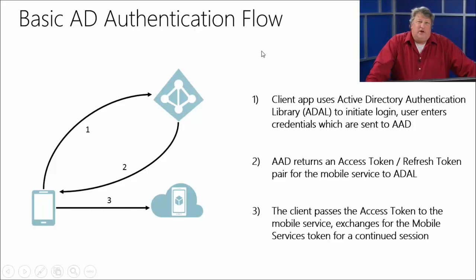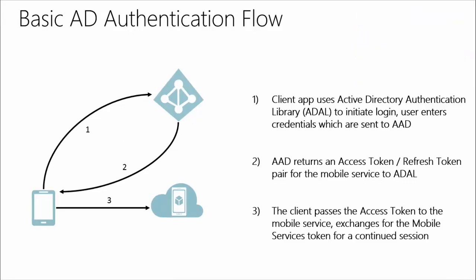So how does the authentication flow work for mobile applications? Let's take the basic case first. You have a mobile device, and you want to authenticate. The first thing your device does is use the Active Directory Authentication Library that comes with the mobile device, with Android and with iOS, and it sends some credentials to Active Directory or Azure Active Directory, which returns an access token. At that point, the client presents that access token to mobile services.